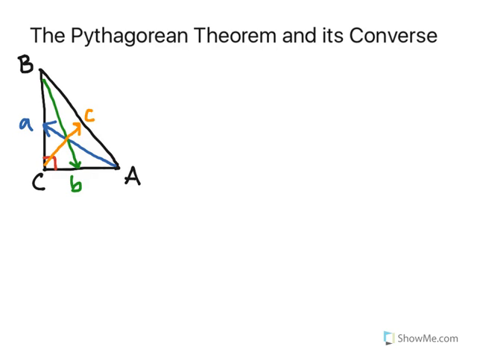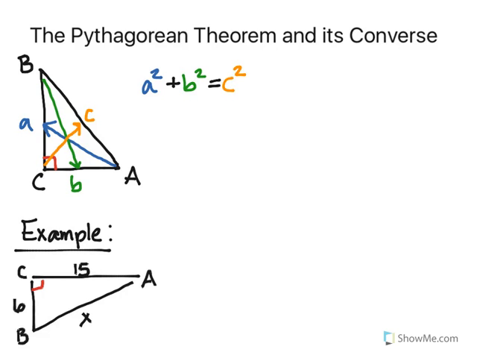So, of course, we know that the Pythagorean theorem is a squared plus b squared equals c squared. And all it means is that we're going to take the squares of our two legs, and they should add up together to give us the square of the hypotenuse. So, just a quick example. We're going to take a look at this problem right down here.